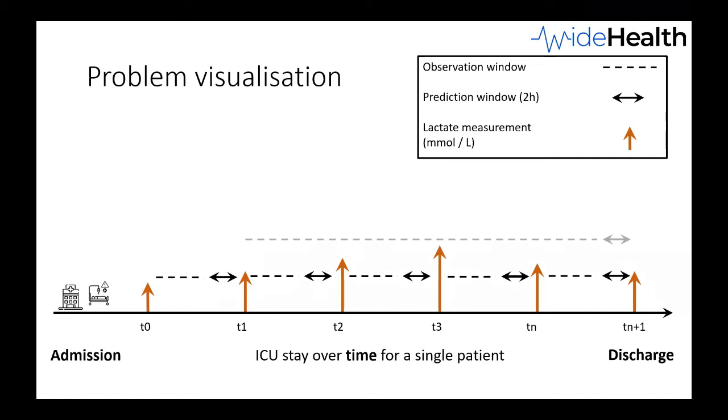Something that we also tried, and you can see on this grayed out arrow, is to extend the observation window. What we wanted to do here is to incorporate all the past information in order to predict the subsequent lactate measurements. However, in our case, the results did not improve. And this could be because of the nature of this problem. So perhaps for lactate prediction, past information is not very relevant.